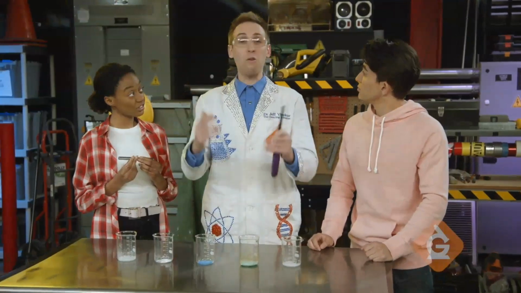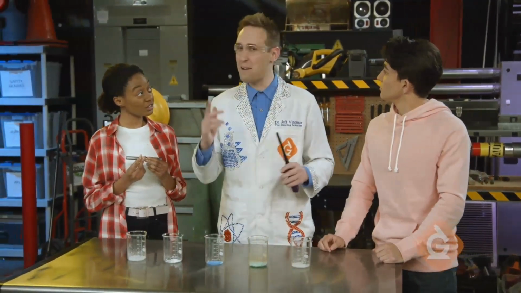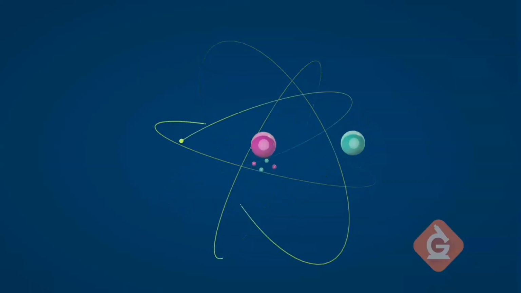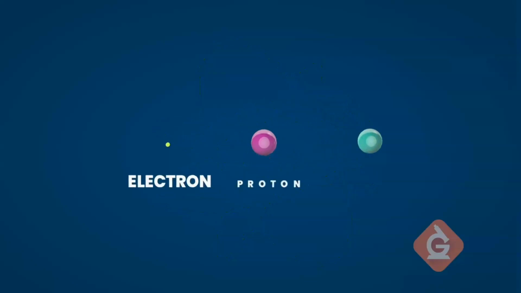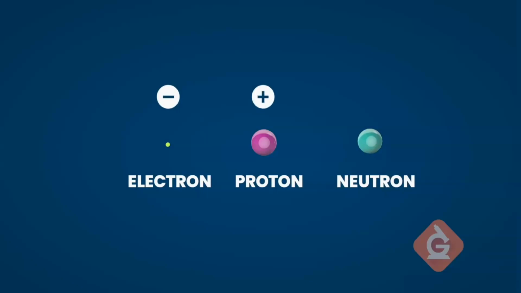To understand that, we have to learn about the structure of an atom. Atoms are made of three smaller particles called electrons, protons, and neutrons. Electrons are particles that are negatively charged. Protons are particles that are positively charged. And neutrons do not have any charge.